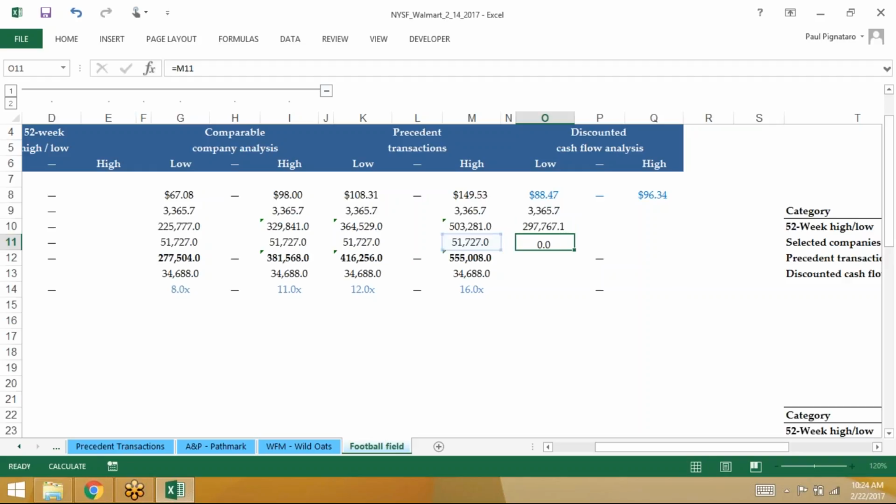Debt. And we add this time. Add the debt. And then EBITDA. And now we divide to get an implied multiple. Okay? You guys all right?